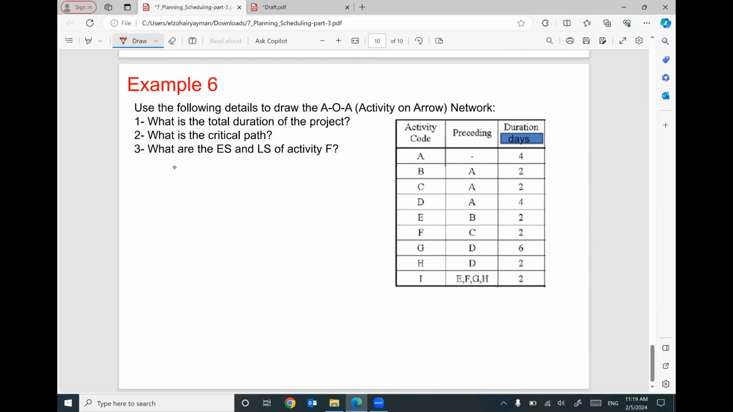The last example in our meeting today, a new project, and we would like to construct the activity on arrow network. So let's start a new example.